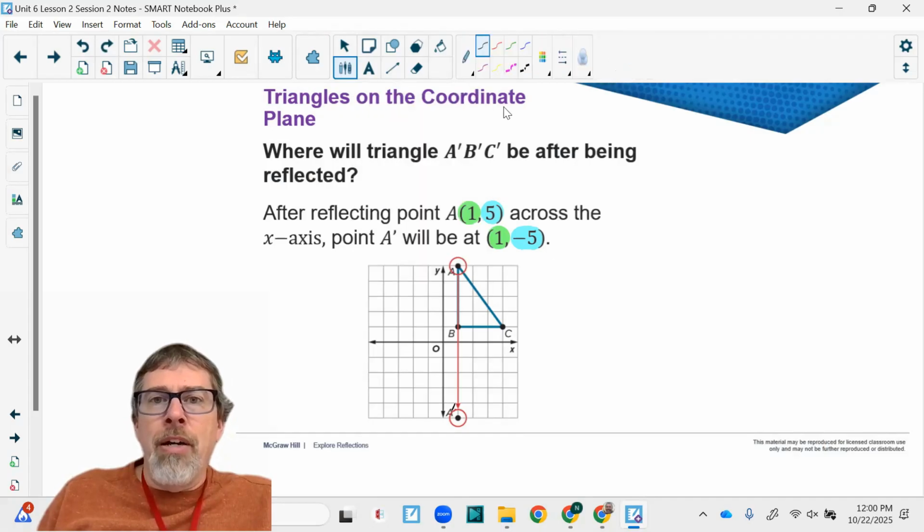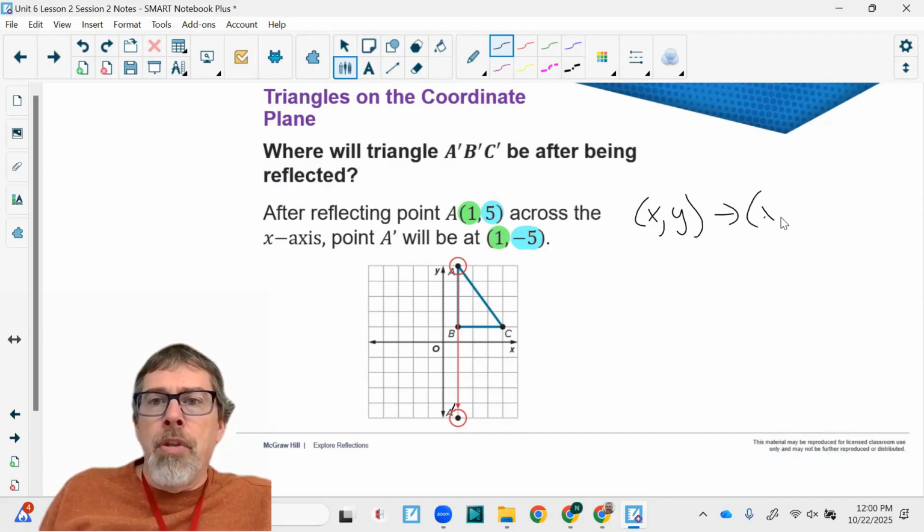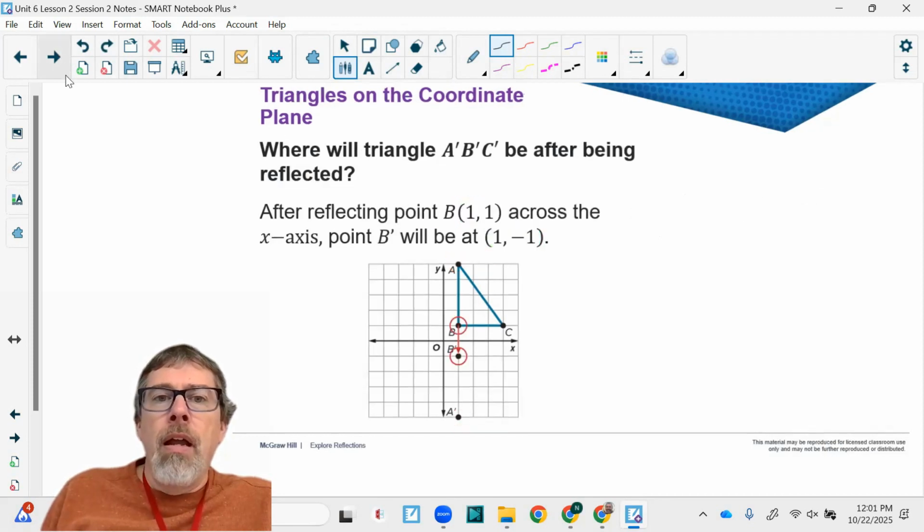I might as well just tell it now. The rule is going to be the original point (x, y) becomes the new point (x, -y). So x is the same, y changes signs, 5 to negative 5. After reflecting B, (1, 1), across the x-axis, point B prime will be at (1, -1). So again, the x stayed the same, the y became negative.